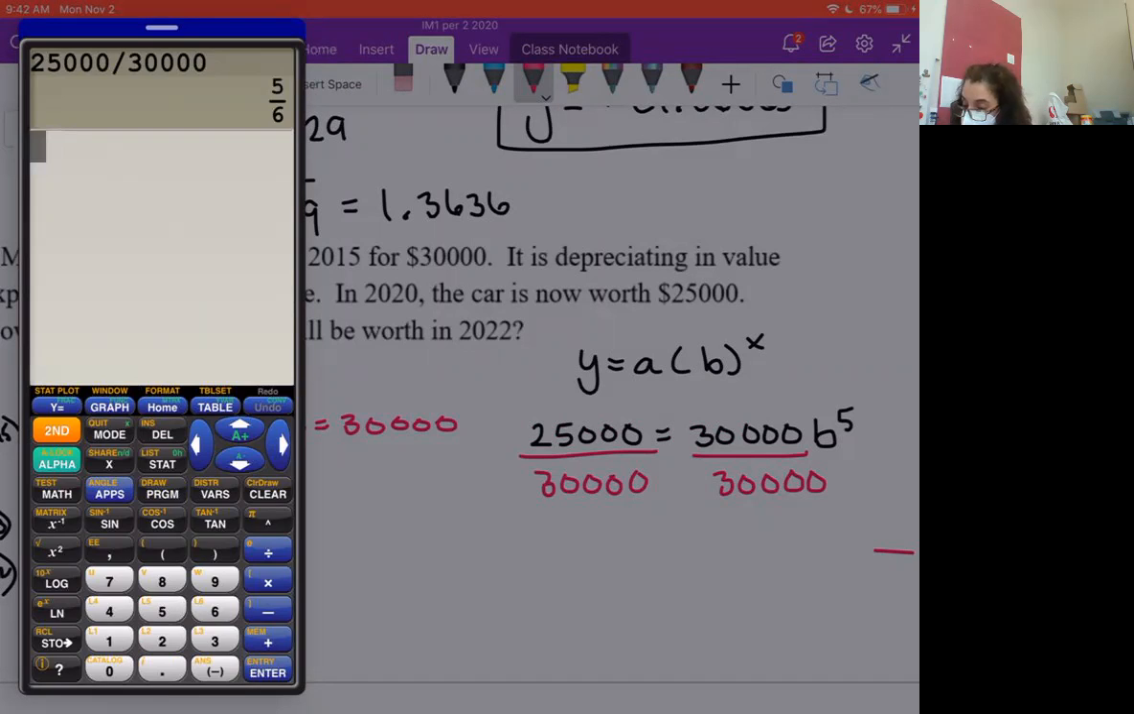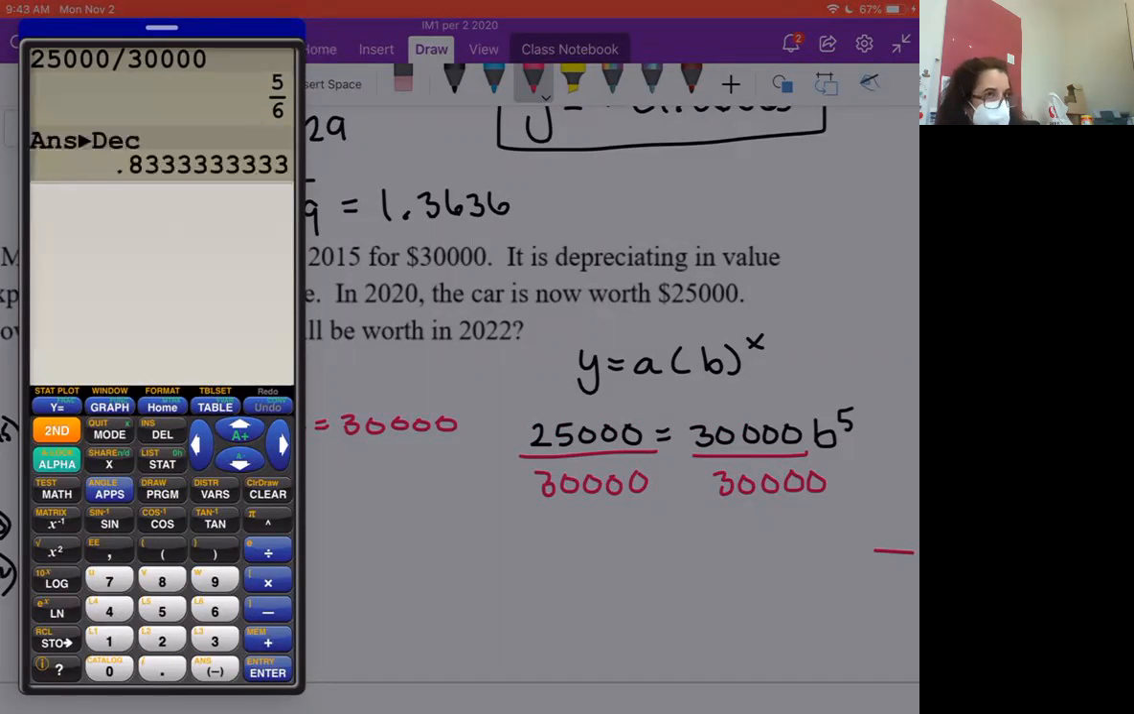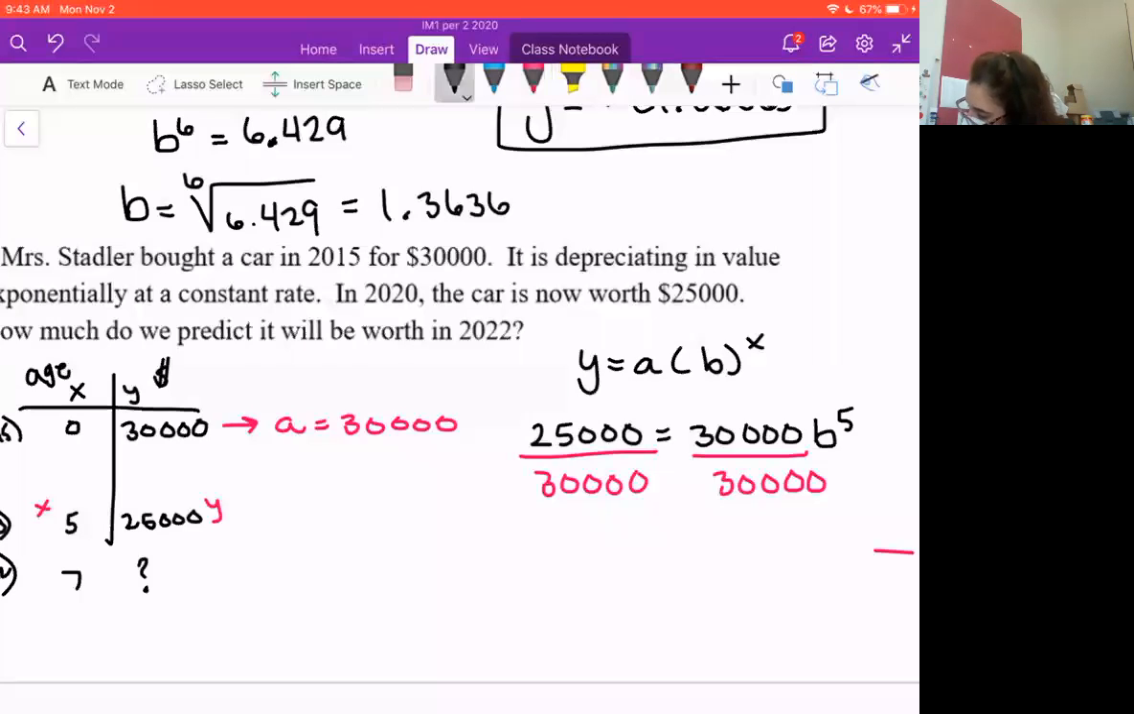If you don't like the fraction, I can change it. So some calculators default and will give you a decimal. If you don't like the decimal, change it. Okay, your calculator should have a button that converts back and forth between decimal and fraction. But just to be different this time, I'm going to write this as a fraction. So b to the 5th, because remember we got rid of that, we have b to the 5th equals 25,000 divided by 30,000, which is 5/6.